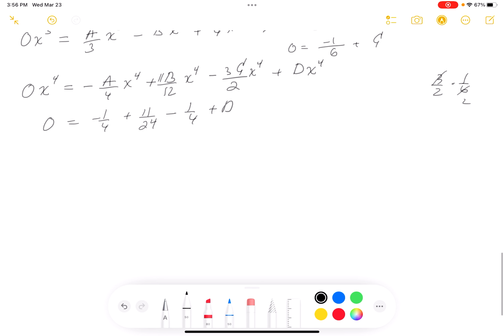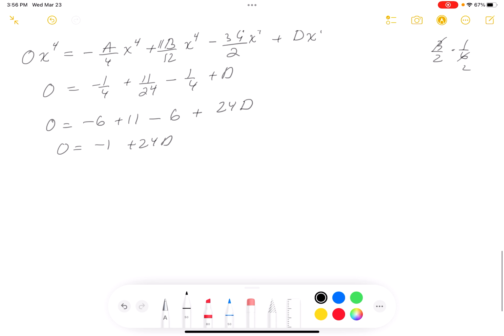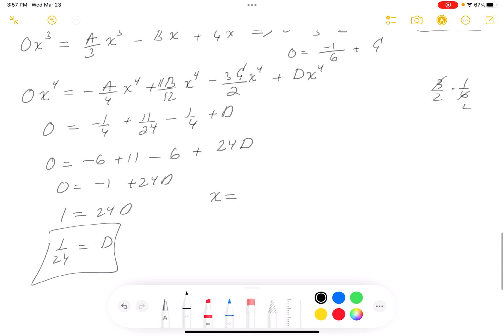All right, I'm going to multiply both sides by 24. And let's see what you get. You get minus 1 plus 24d. So 1 would equal 24d. So d would equal 1/24. That's important to me. Now, granted, I hope I didn't make any mistakes. I'm going to write down my reversion now. X equals, we'll check the key later.